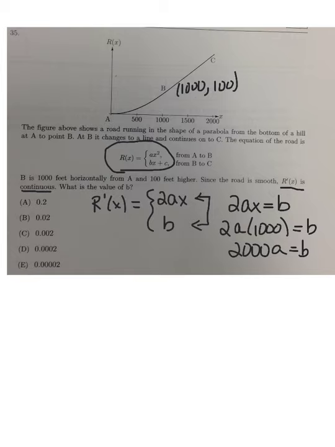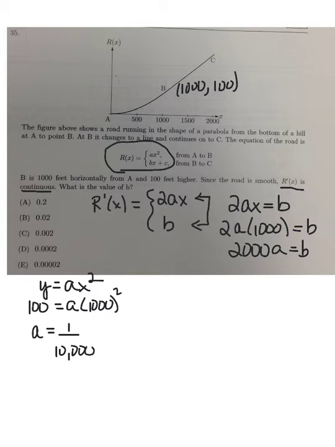Again, I'm going to put this off to the side. So I know that y is equal to ax squared, right? Now I know the y value. They gave it to me. It's 100. And I know the x value is 1,000. Now remember, this is a calculator question. So that's squared, and you put that into your calculator, and you're going to end up with a equals 1 over 10,000.